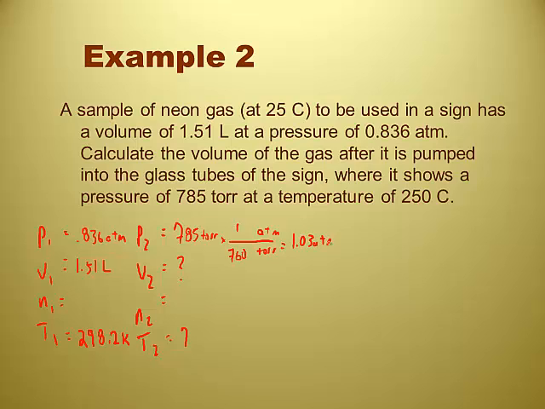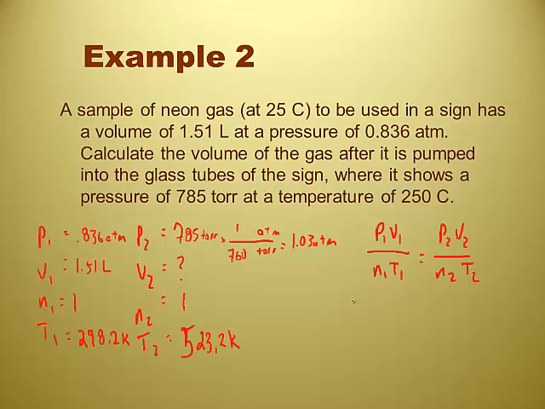So 785 torr is 1.03 atmospheres. I showed my dimensional analysis there. Temperature at 250 plus 273 is 523.2 Kelvin. Since they don't mention number of moles, I'm just going to put a 1 for each one of them. Assume that it was 1 mole. Yeah, it's constant. Pressure 1, volume 1, number 1, temperature 1, pressure 2, volume 2, number 2, temperature 2.